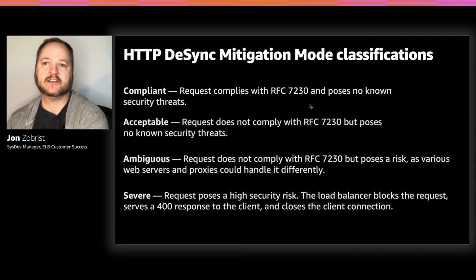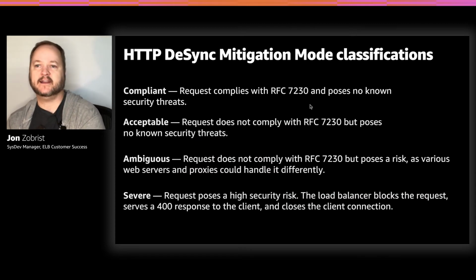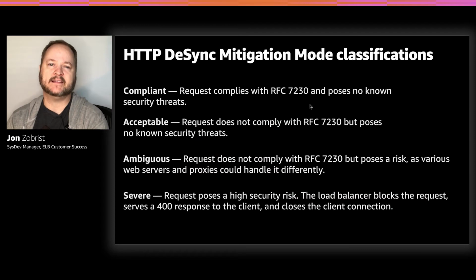And the desync mitigation mode is deployed on all load balancers globally for ALB and CLB. All of our HTTP listeners get this, and the default mode will be defensive, which we'll get to a little bit in the future. In defensive, though, we're going to let acceptable requests through unaltered. Then we've got ambiguous requests, and this is where we see something that we know might cause a desync, but it's not a known exploit. It's not something where we say this is 100% an attack that we've seen in the wild, but it's ambiguous.